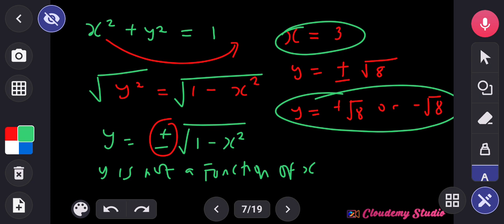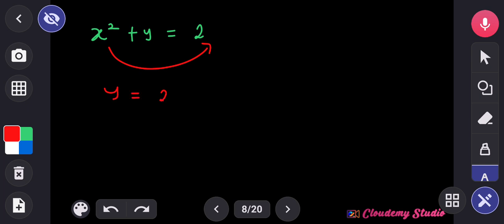Let us take an example. Let us say we have something like x squared plus y equals 2, for example. So the first thing we are going to do, isolate y at the back. Therefore, my y will be equal to what? Will be equal to 2 minus x squared. This one, is it a function or not? Yes, it is a function. Why? Because we did not have a root.